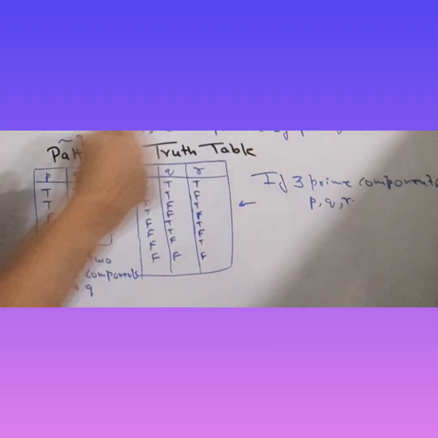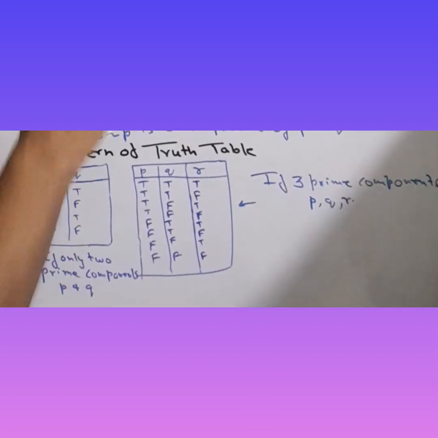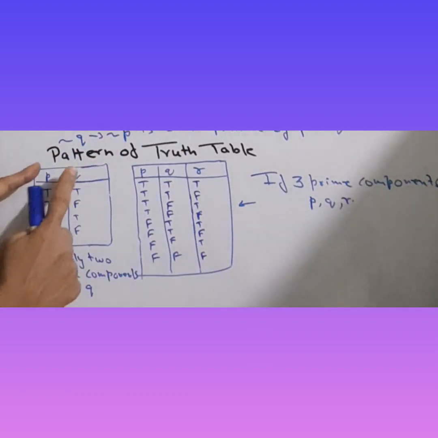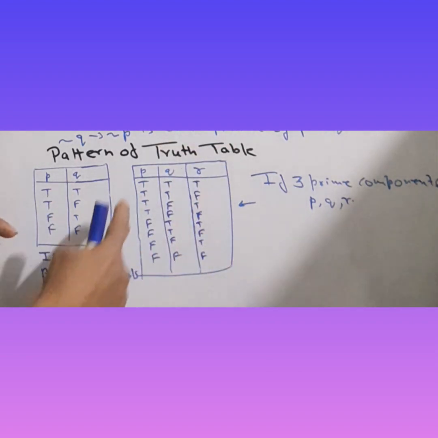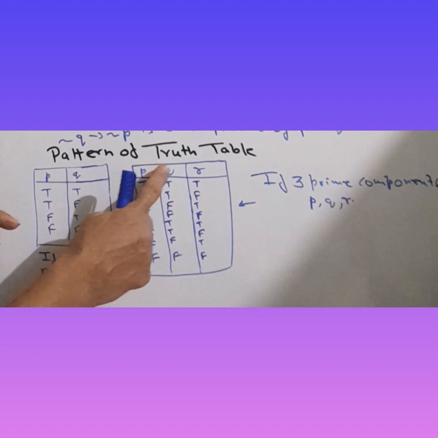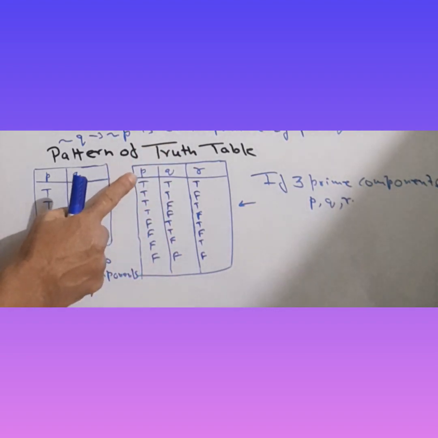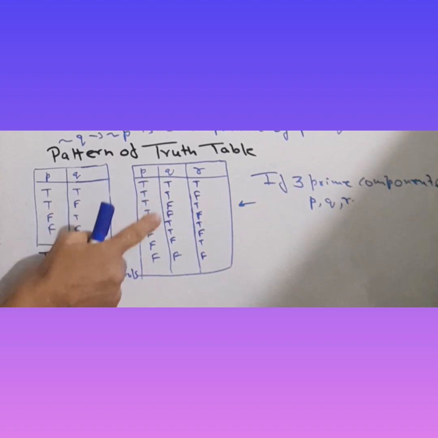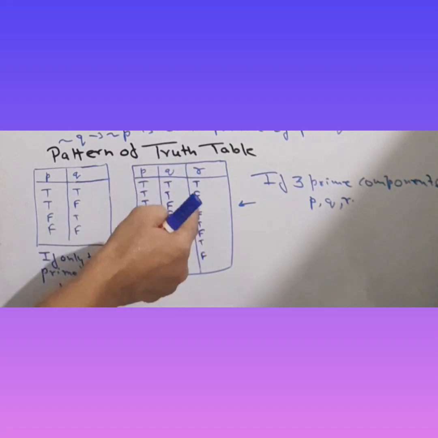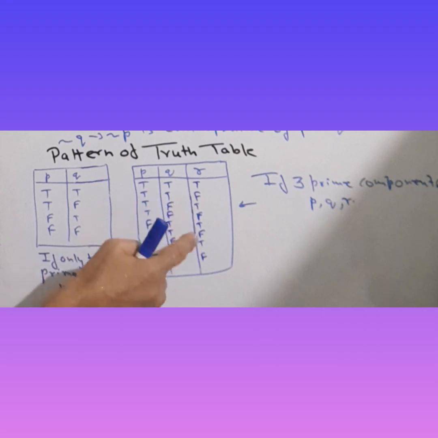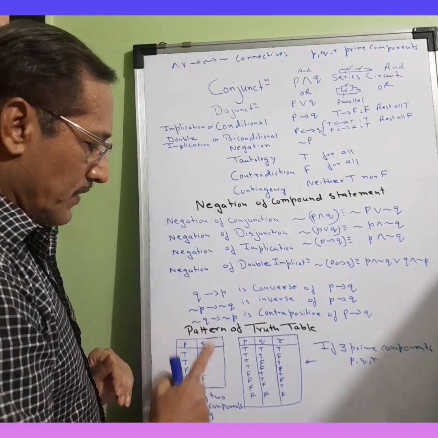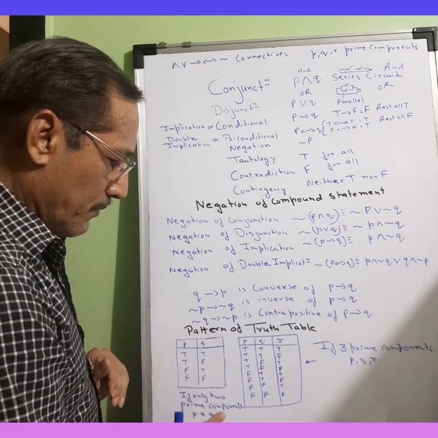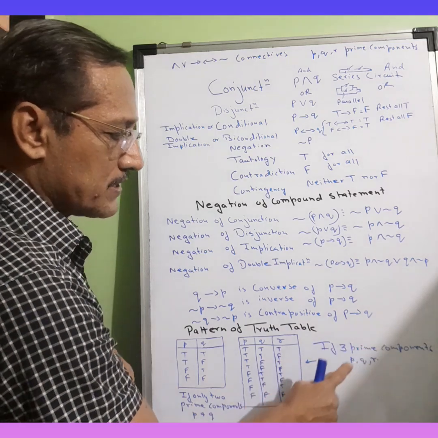Then again, the pattern of the truth table. If we have only two prime components, how do we represent them? We put TT, FF, and then TF, TF. Now if we have three prime components, P, Q, R, we represent them this way: 4 T's, 4 F's, then 2 T's, 2 F's, 2 T's, 2 F's, and the last one is TF, TF, TF, TF. This is the pattern we follow when we form a truth table with either two prime components P and Q or three prime components P, Q, R.